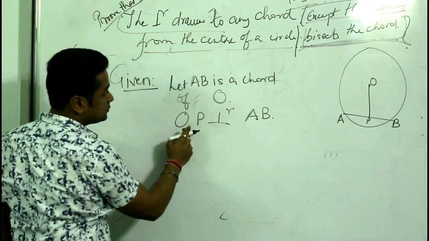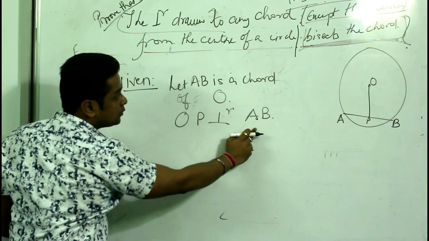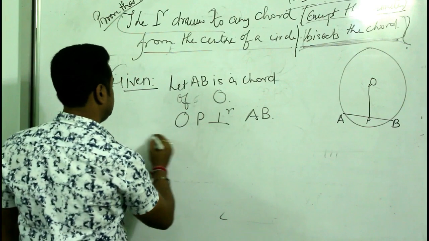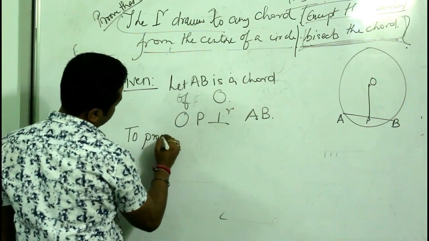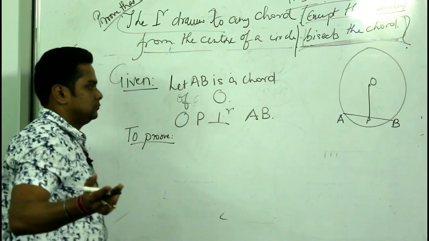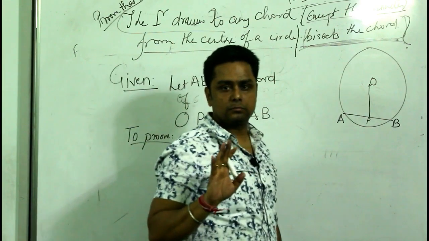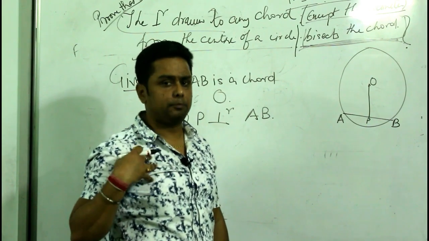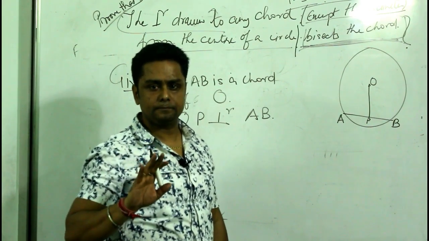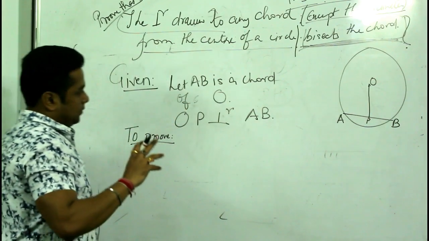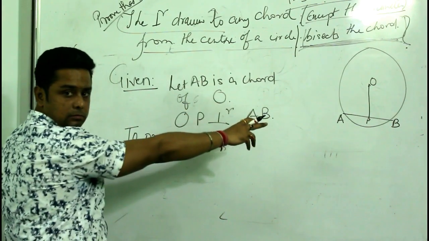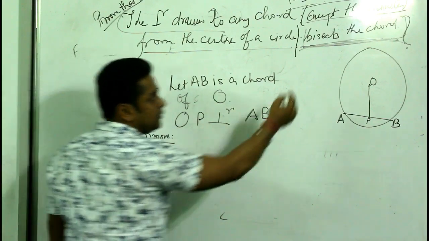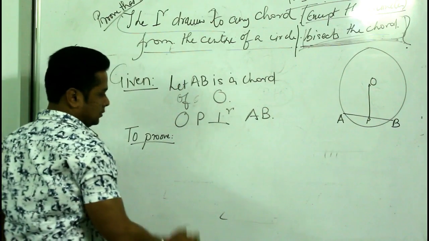Perpendicular drawn to any chord from the center O. This much is given. Okay. Then what is to prove? See properly. There are few very studious students in class 10. I am putting this whole effort for you all. AB is the chord, OP is the perpendicular. See the figure properly. What do you have to find? We have to find that it bisects the chord.